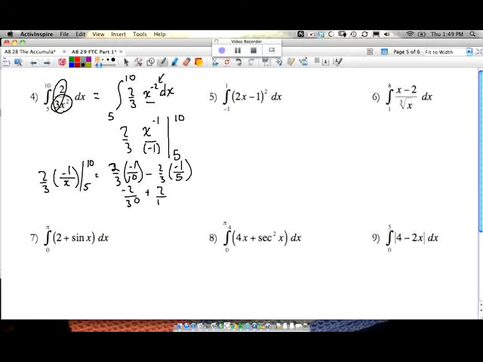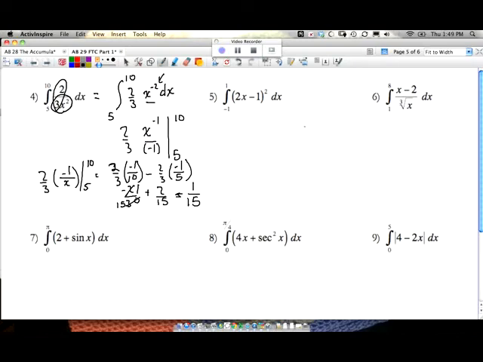Now something that's kind of interesting, 2 and 30 would simplify to 1 and 15. So -1 over 15 plus 2 over 15 equals 1 over 15. Conveniently.